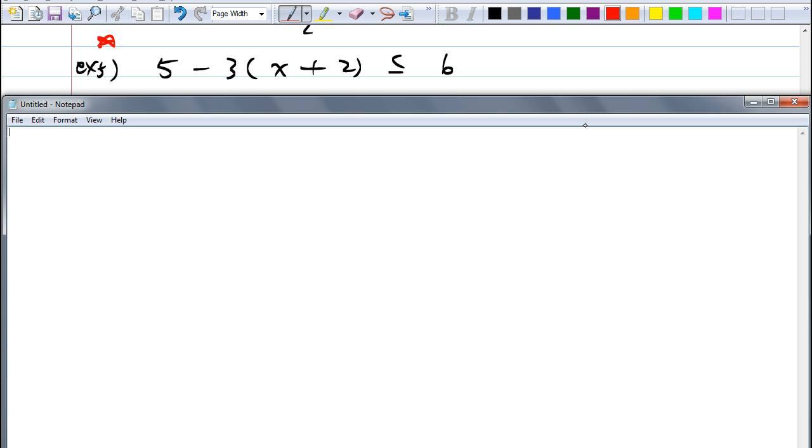Example 5. 5 minus 3 times (x plus 2) less than or equal to 6. I put a star on this one because people make silly mistakes on this type of question. We talked about this before also, but let's see if you guys remember. I'm not going to say anything. Everybody go ahead and try. I'll wait.